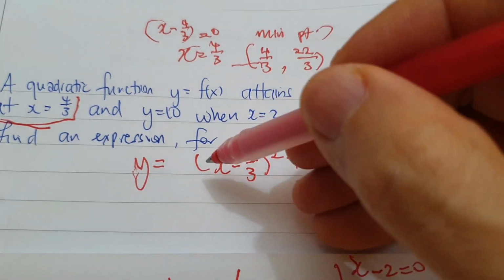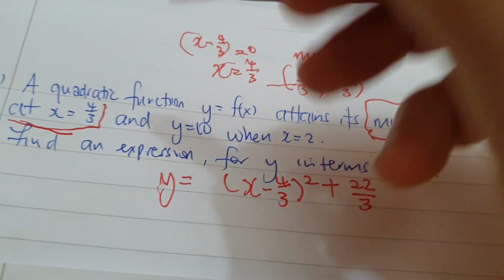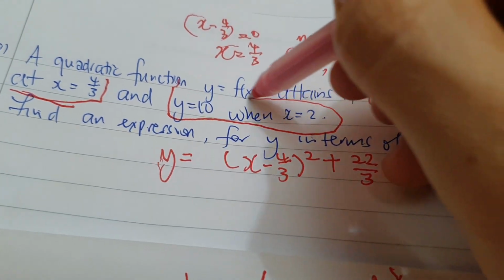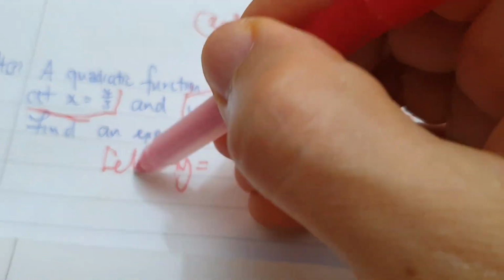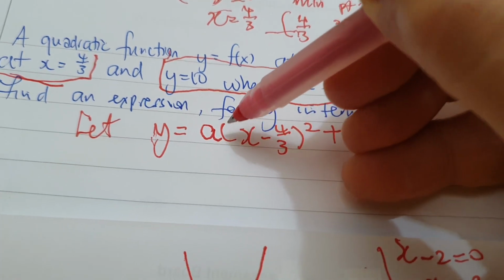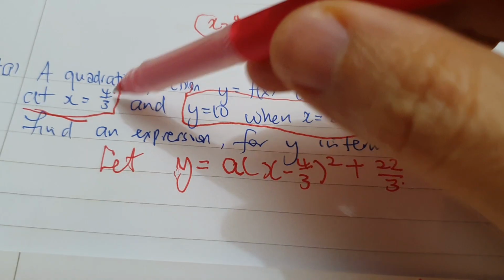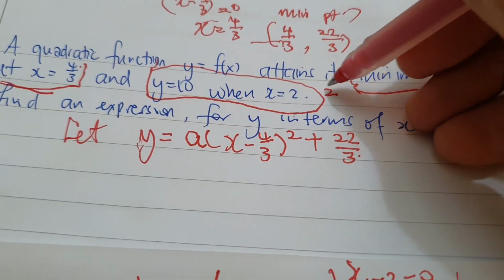Okay, and you cannot assume that it's a 1 here. Alright, why you cannot assume there's 1 here? Because there's this other clue here to tell you that it's not. Alright, so you have to let y equals to a certain number which we call a times this whole thing which you have obtained from this first clue. Okay, so I call this clue 1 and this one is clue 2.